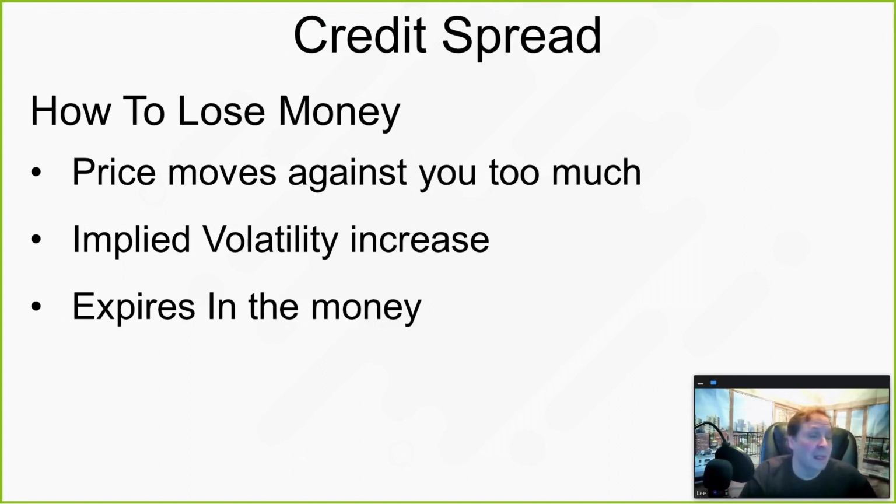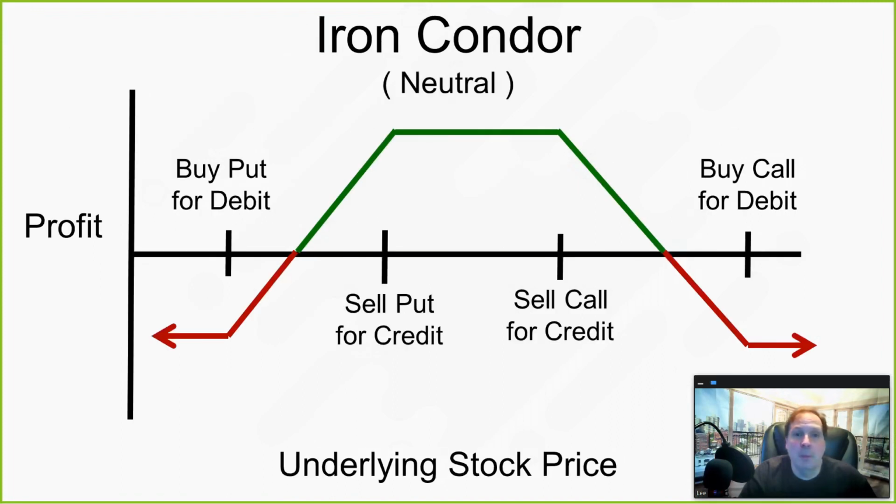Okay, so there is another variation of this. If you were to take the bull put spread and the bear call spread and put them together, you end up with what's called an iron condor, which is a very neutral position. You're saying that you expect the price to stay within this range. You have your break-even point on the left and you have your break-even point on the right.